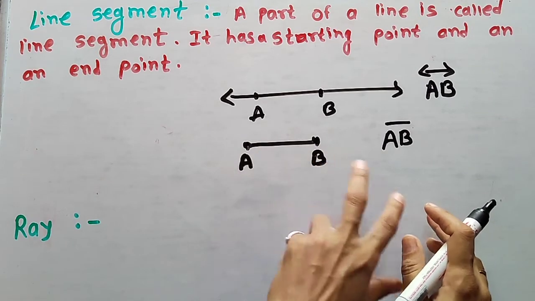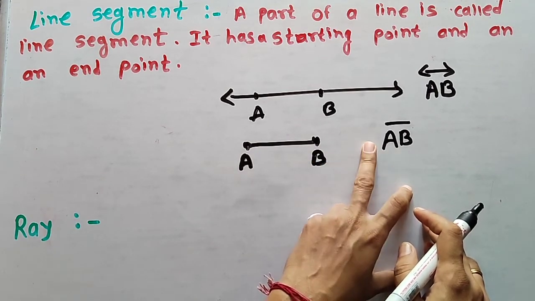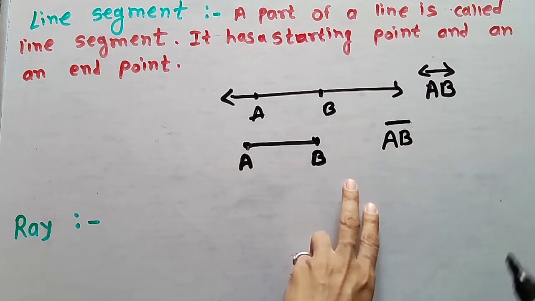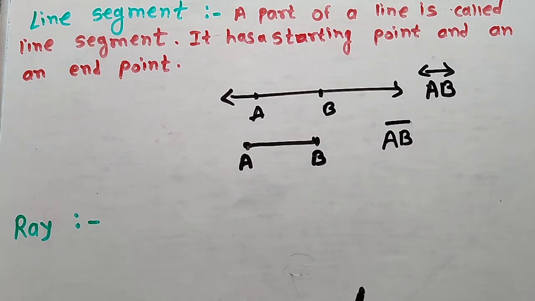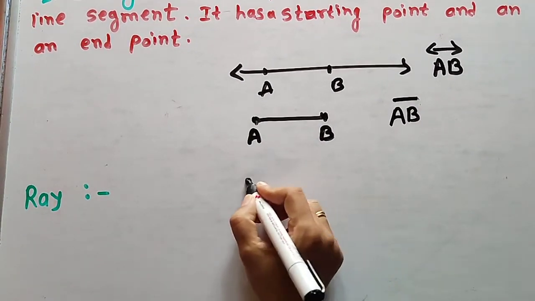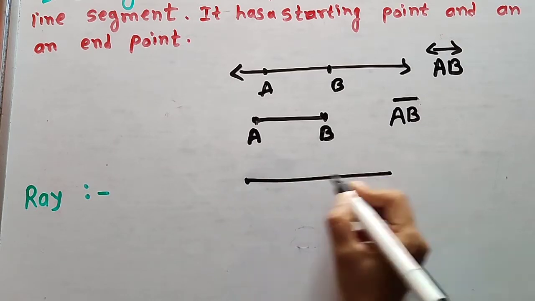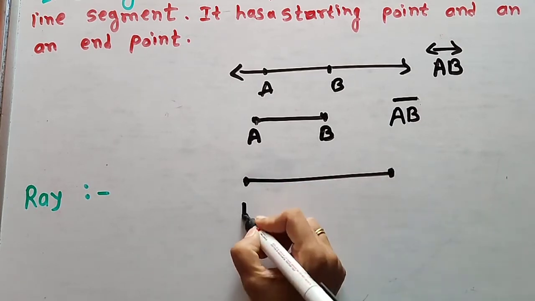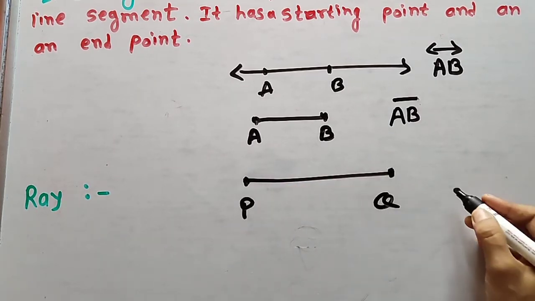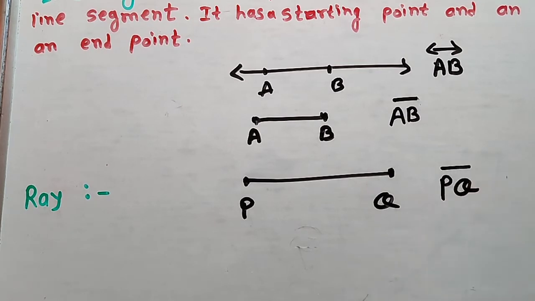So how to write the name? AB is a line segment. This is a sloping line. This is a line segment. Suppose you have to draw this starting point and this end point, PQ. How to write the name? PQ line segment.